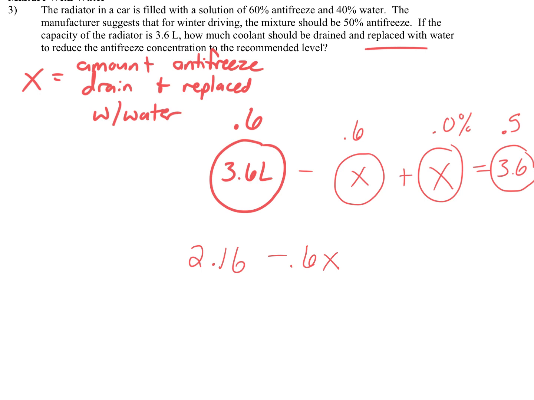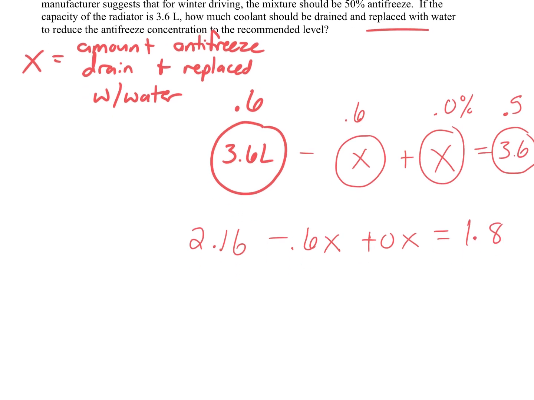Okay, and then right here, the plus 0 times x is going to be what? 0. 0, right? 0 times x is 0. We don't really need that. You could put 0x if you wanted to, but I mean, it's going to be nothing. And then 0.5 times 3.6. 1.8. 1.8, I believe, is correct.